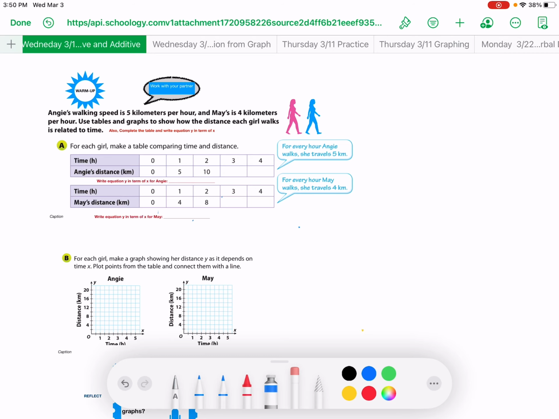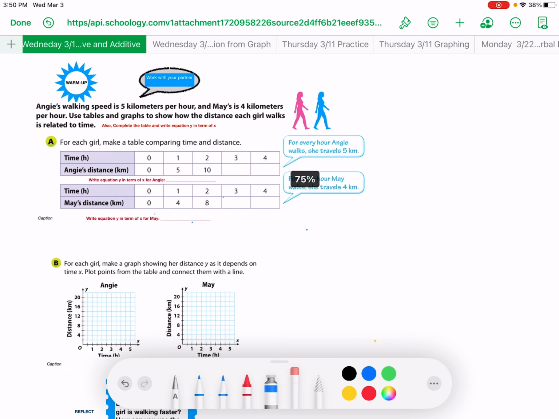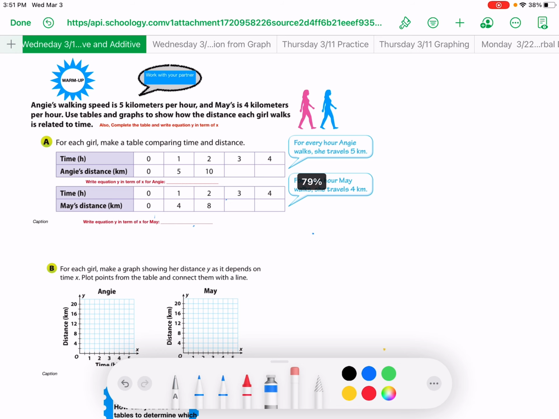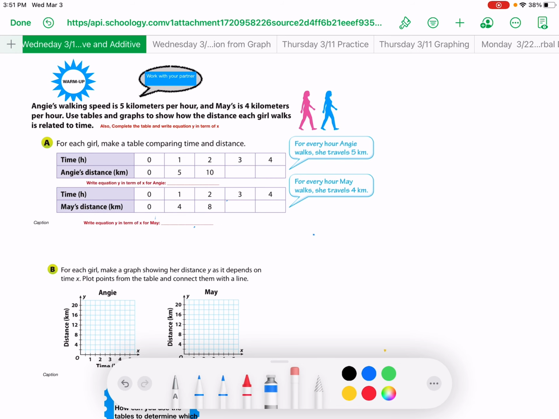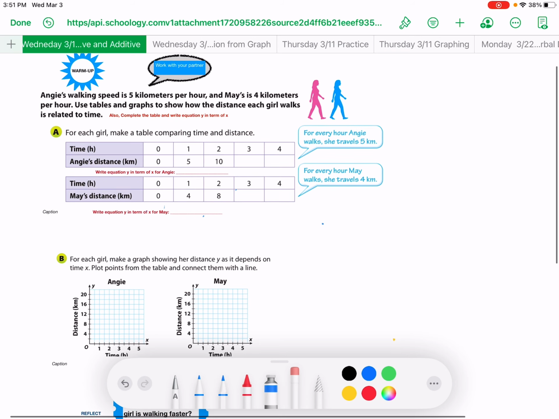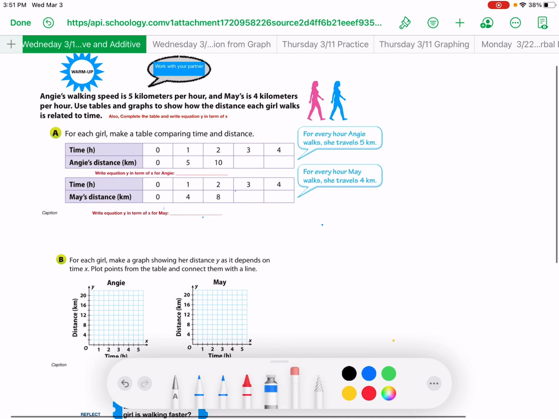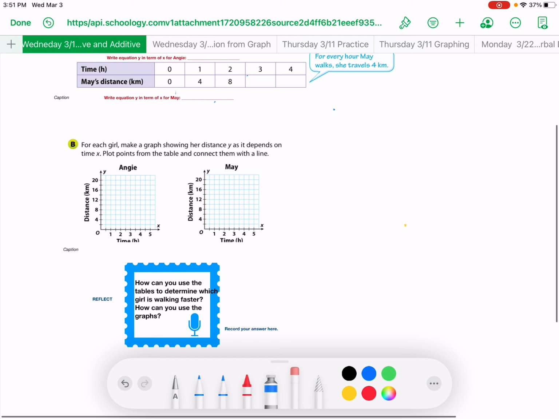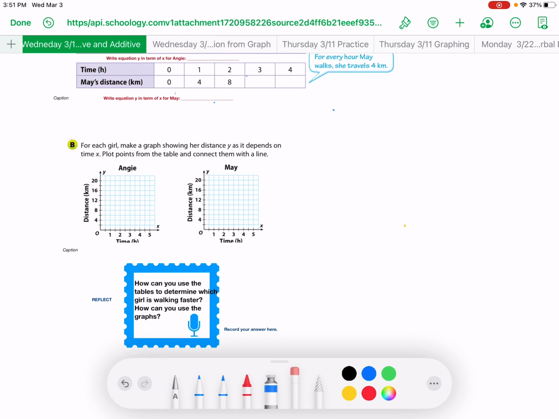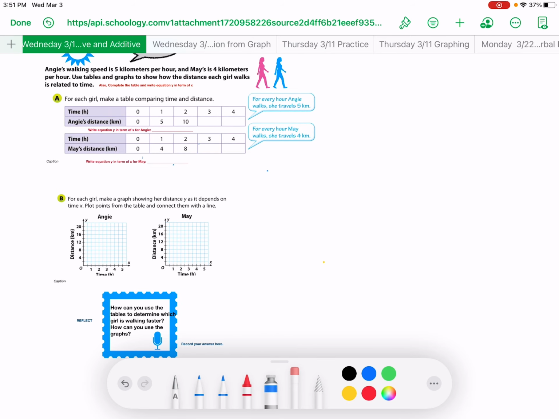Okay, so with your partners in your small groups, in the breakout room, we want y'all to go ahead and solve for A and B, and then come back. I'm going to do the first one, Angie's, together, and then we want y'all to do May's, okay? And then you're going to make a reflection on how you can use the tables to determine which girl is walking faster and how you could use the graph.